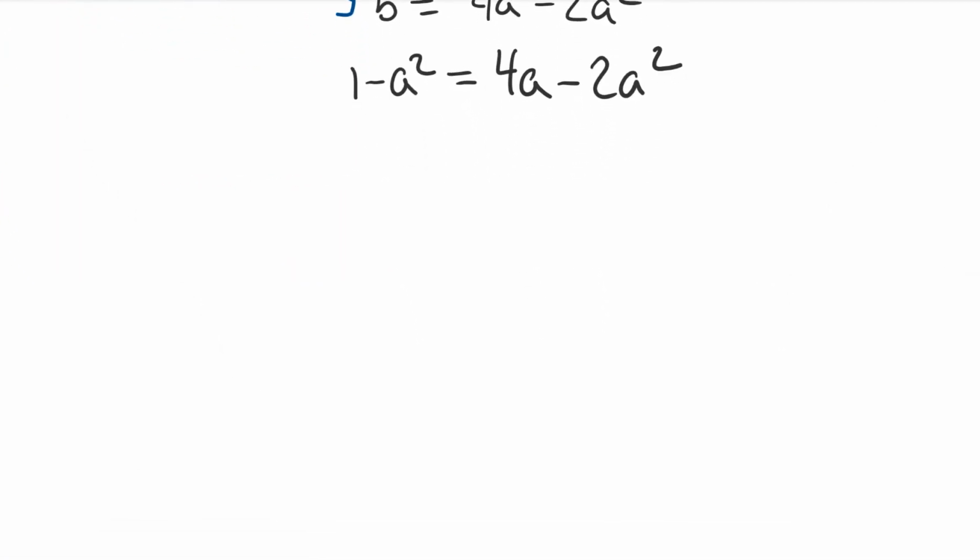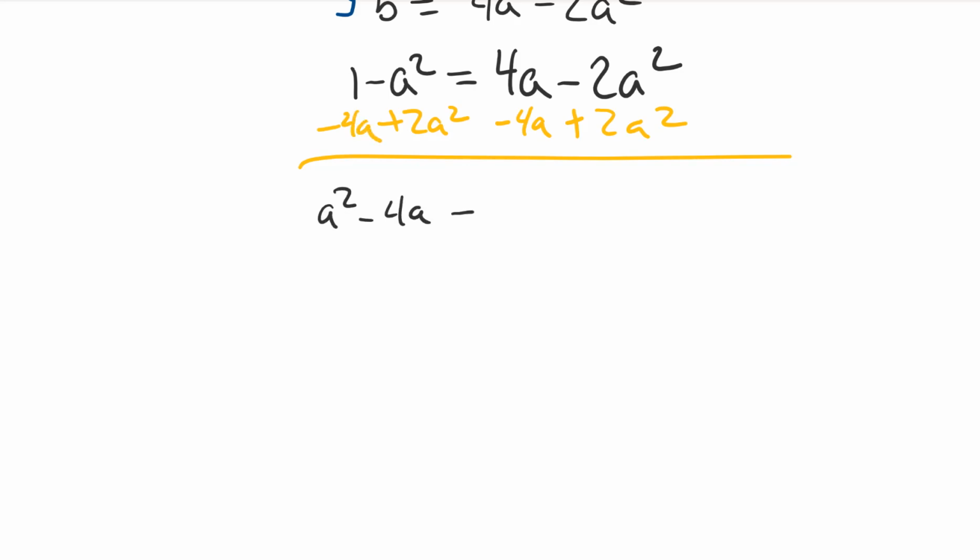Here comes the algebra. So let's move 2a squared over and the 4a over, and we'll put it in descending order. So that's a squared minus 4a plus 1 is equal to 0, because that's what we want to set up. We like setting things equal to 0. That's how we're going to solve for this a. And we're going to get two values.